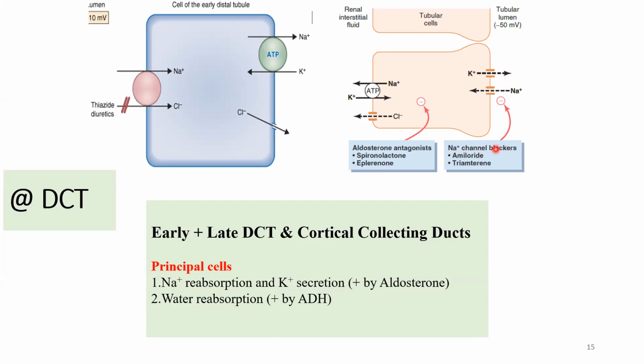Okay, so there are sodium channel blockers. Again, these are diuretics which act on the channel side. They block it and do the same thing which I've discussed that diuretics do: increase urine volume.